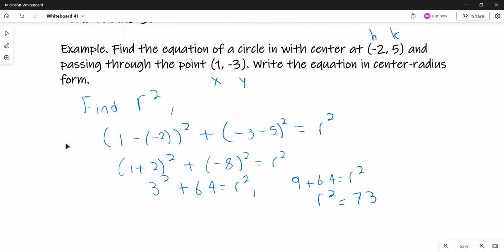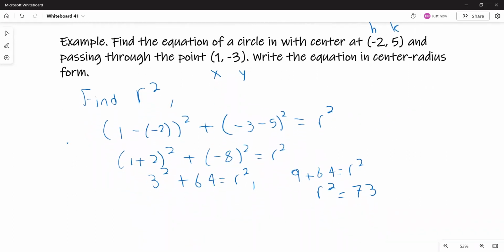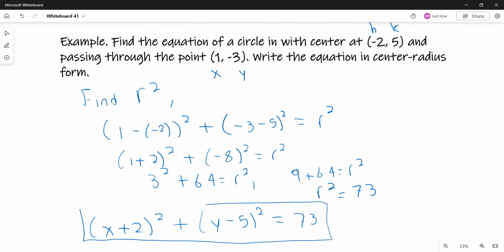And the equation of the circle is going to be x plus 2 squared plus y minus 5 squared equals the square of the radius, 73. So this is the equation of the circle in center radius form. And I'm going to do one more example that involves the midpoint formula and the distance formula.